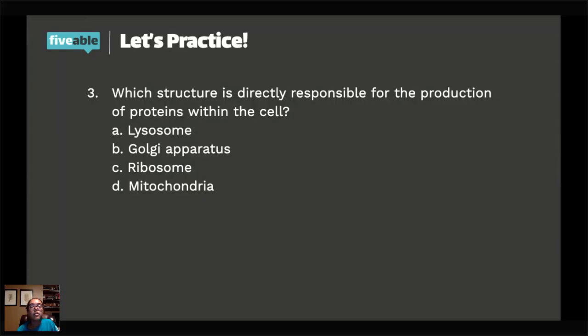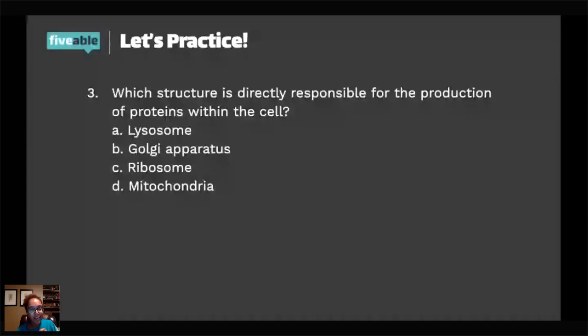And then I'm going to skip to ribosome. So then Golgi is FedEx, right? They package things to be exported later. So they don't actually produce anything, right? They package up proteins once they have been produced, but they aren't actually responsible for the production of the protein.